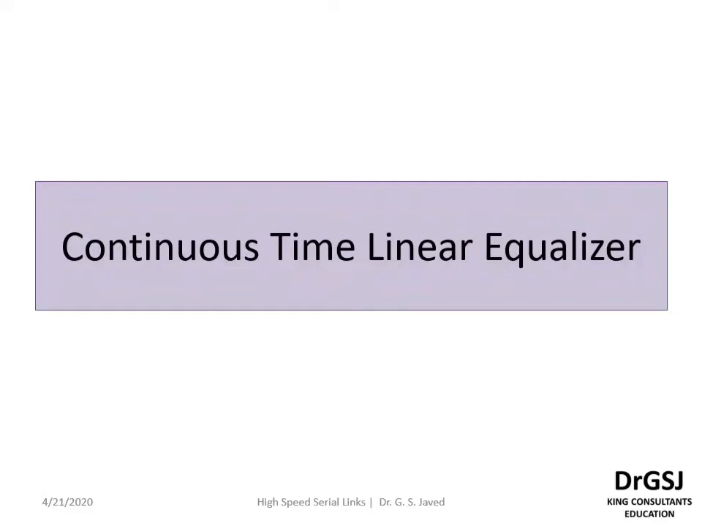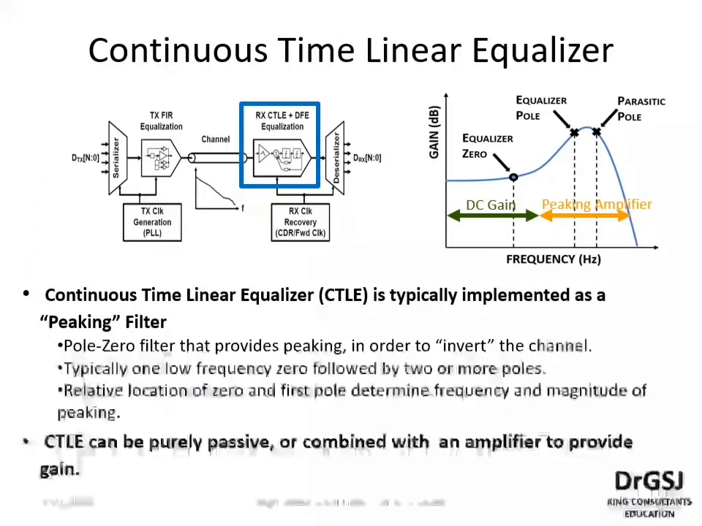Next, we will look at the continuous time linear equalizer. A continuous time linear equalizer is typically implemented as a peaking filter, a pole-zero filter that provides peaking in order to invert the response of the channel. Typically, one low frequency zero is followed by two or more poles to give the desired effect. The relative location of the zero and the first pole determine the frequency and the magnitude of peaking.